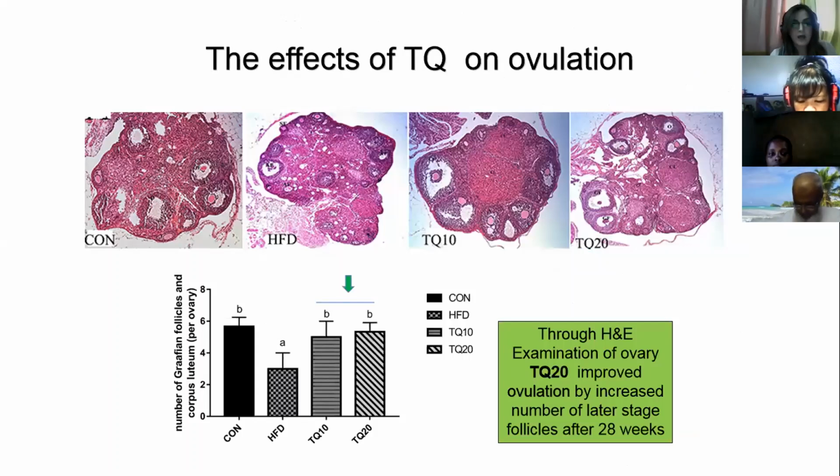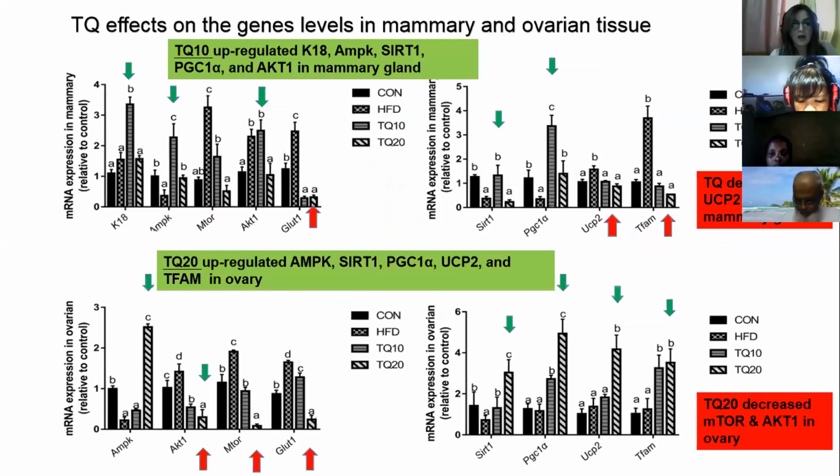Our results on the gene levels were the next. TQ10 upregulated AMPK, SIRT1, PGC1 alpha gene expression, indicating improvement in mitochondrial function and biogenesis, but downregulated TFAM and UCP2 mitochondrial biogenesis genes. In addition, TQ10 upregulated K18, a luminal marker, resulting in improved alveolar luminal development.